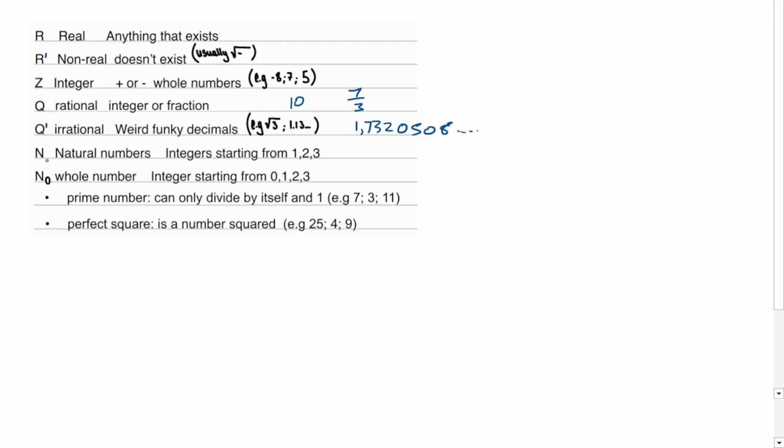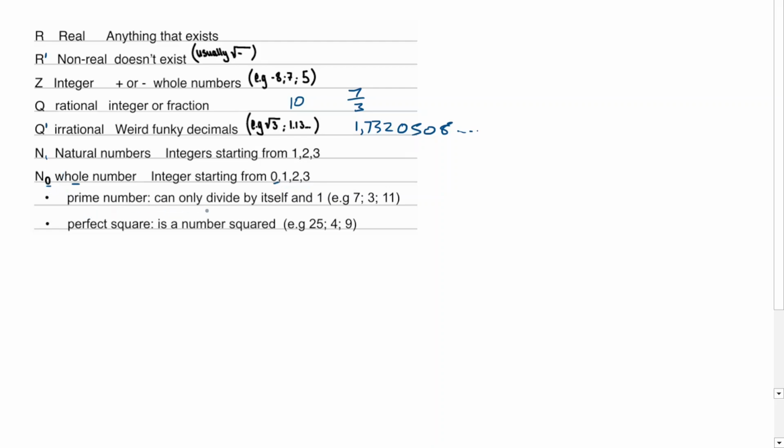Natural numbers, I like to pretend like there's a little 1 here. So there isn't a 1, but I like to pretend there's a little 1 there, which reminds me that it's like a whole number, but it just starts at 1. So it's integers starting from 1. Sometimes these will be referred to as counting numbers. Whereas whole numbers, because it's got a 0 in the word whole, it reminds me that I start with 0, and in the symbol there's a 0. So it's like natural numbers, just with 0 as an extra one.